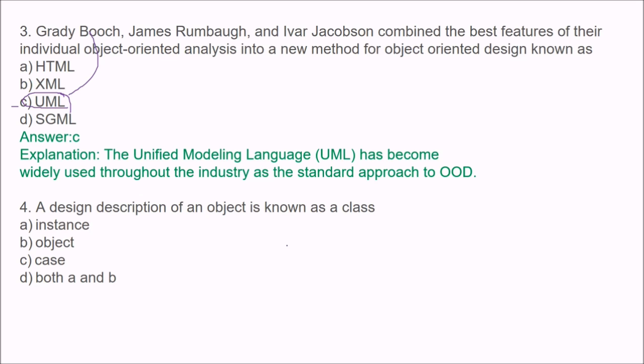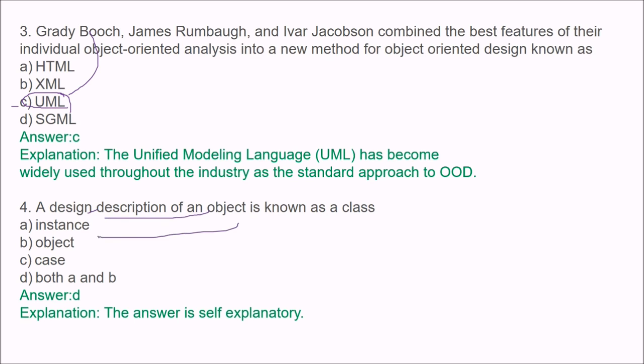Now the next is, the design description of an object is known as a class, instance, object, case, both A and B. The answer is D, because the design description of an object is known as a class instance, and is known as an object itself. Object can be known as a case. Oh sorry, this is wrong. Only A and B, instance and object.